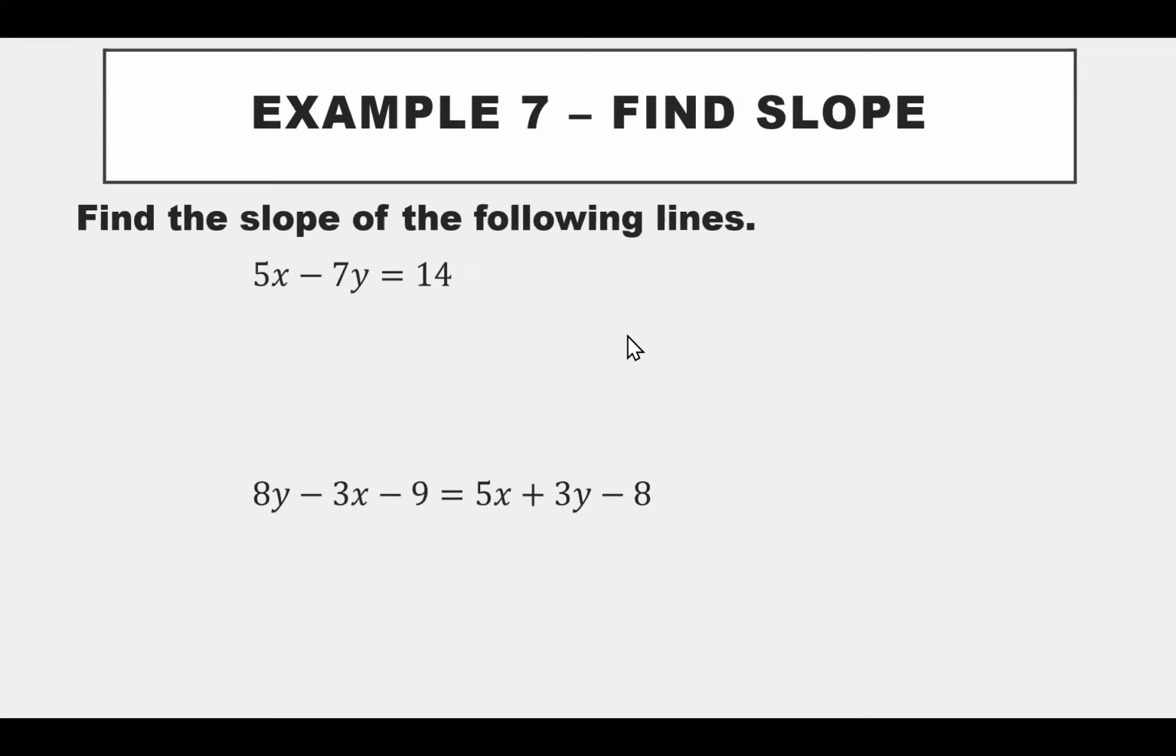Now, if our lines aren't written in slope-intercept form, we can still find the slope and determine the direction of the line. We just have to use a little bit of algebra. So let's do that with these two examples. We'll find the slope and then we'll state whether or not the function is increasing, decreasing, or constant.